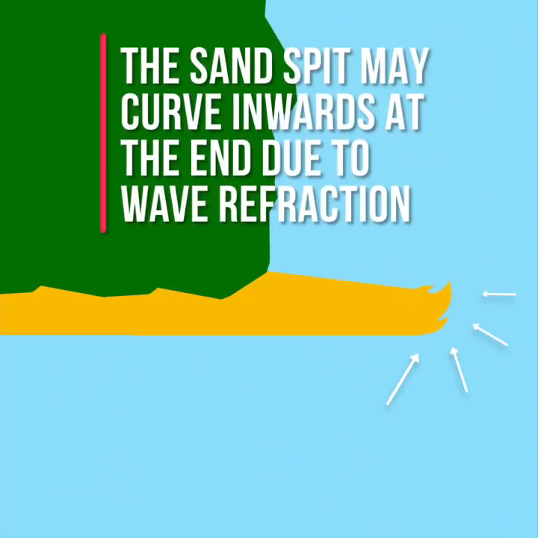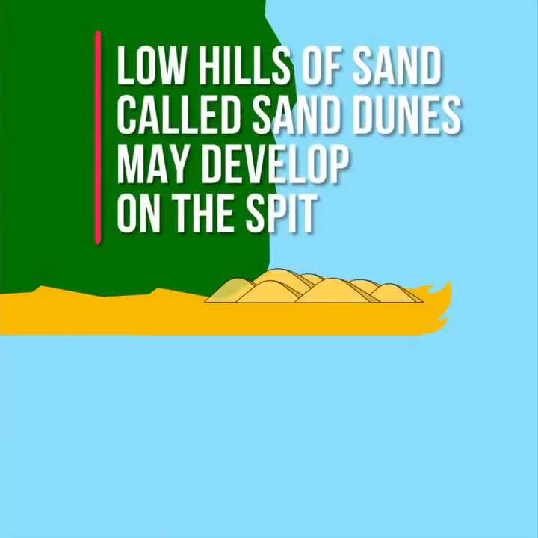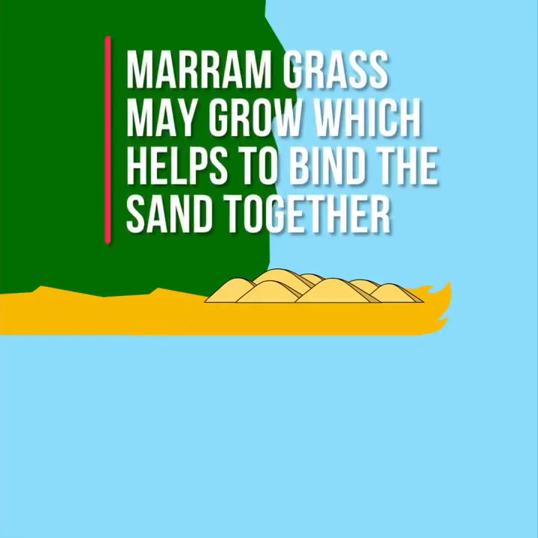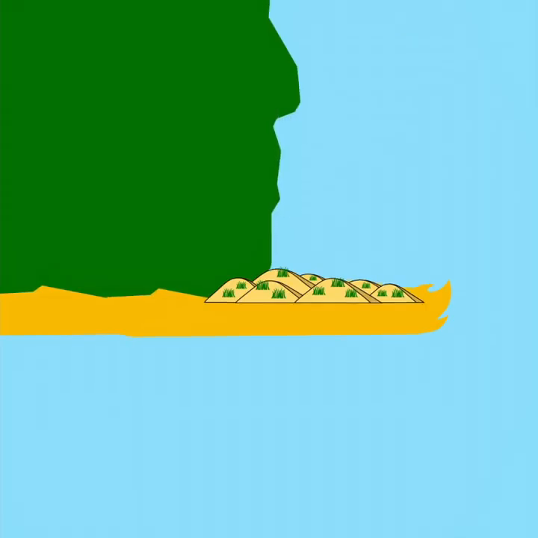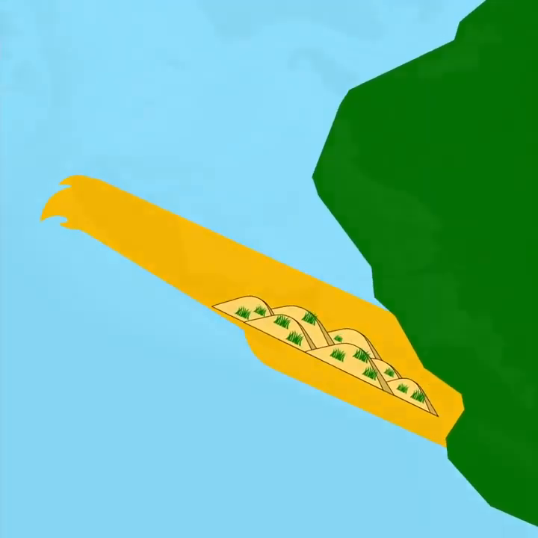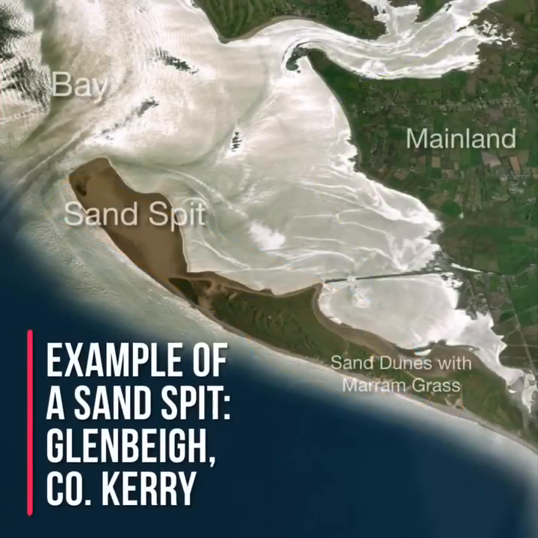The sand spit may curve inwards at the end due to wave refraction. Low hills of sand called sand dunes may develop on the spit. Marram grass may grow, which helps to bind the sand together. Eventually, the sand dunes will become more stable and support more vegetation. An example of a sand spit can be found at Glen Bay in County Kerry.